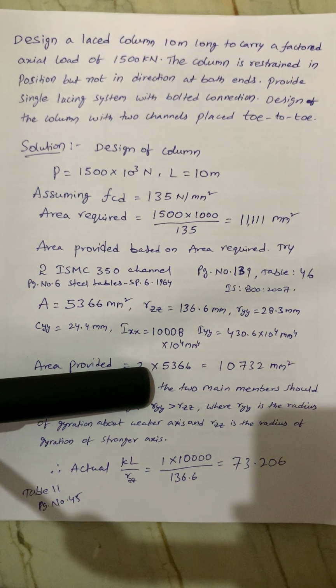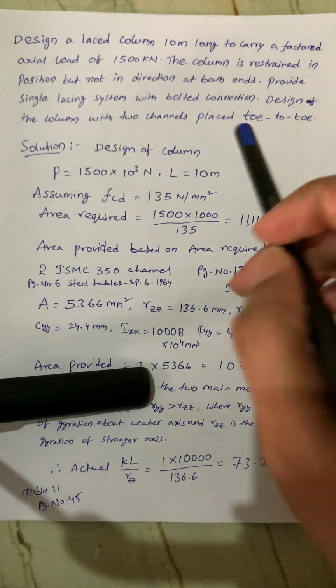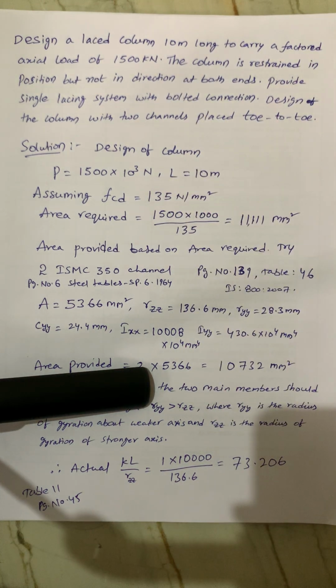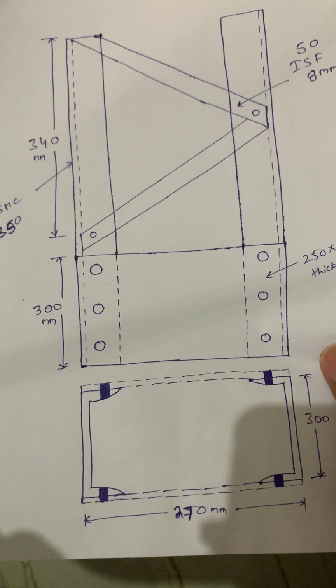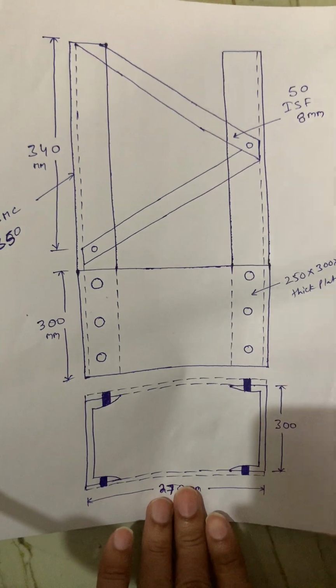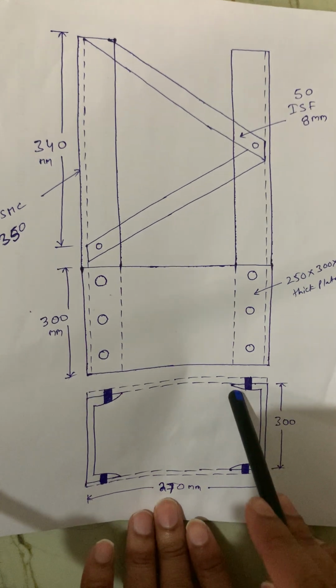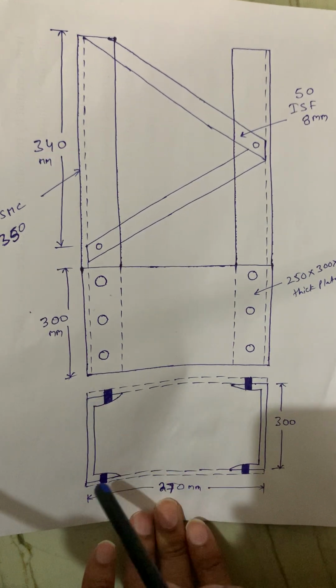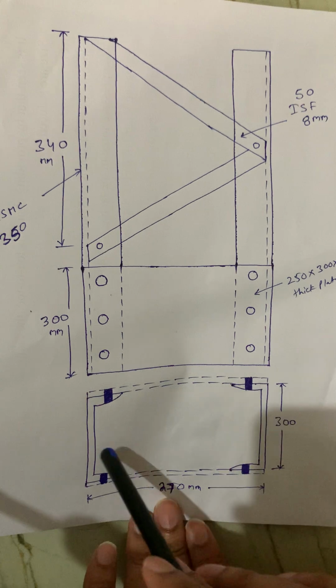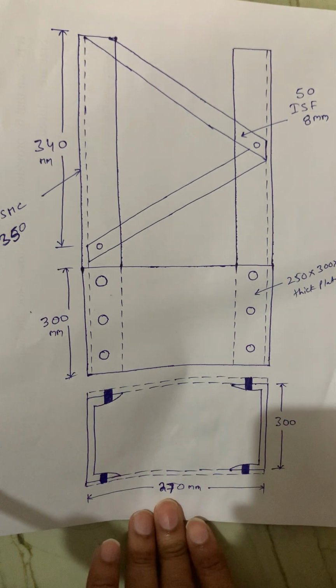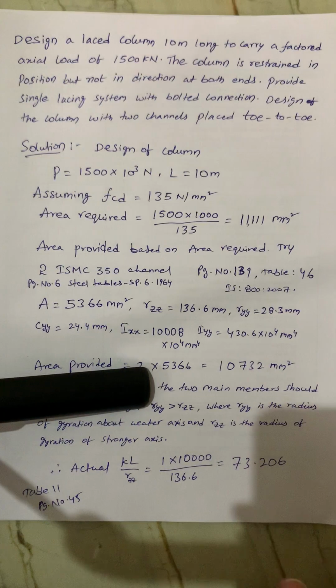In this video, I'll explain how to design a laced column. This is the design of steel structures subject in the civil engineering branch. So here we have to design this. This is the lacing portion, and these are the channels placed toe to toe, not back to back, toe to toe. So we have to design for this lacing system.